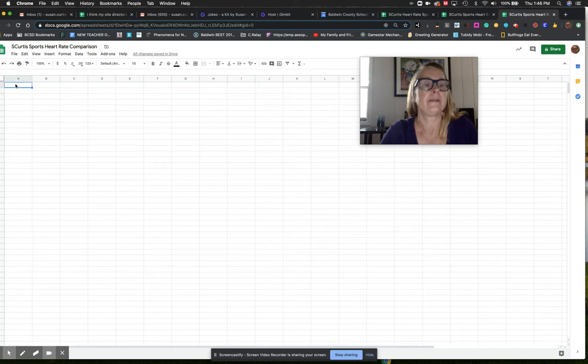So for this portion right here in the graph, I'm going to call this my trials. And then underneath that, I'm going to put the first time I tried it, the second time I tried it, and the third time I tried it. Because remember, you have three trials in the experiment.